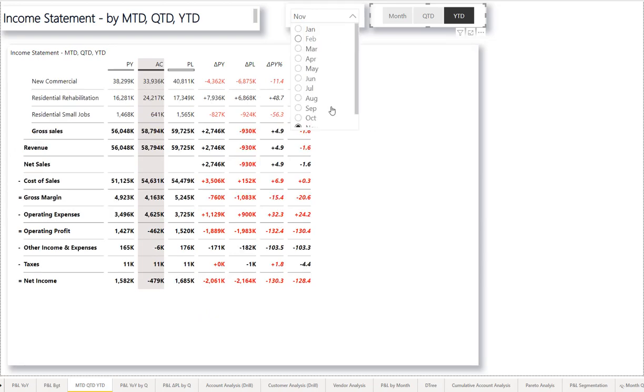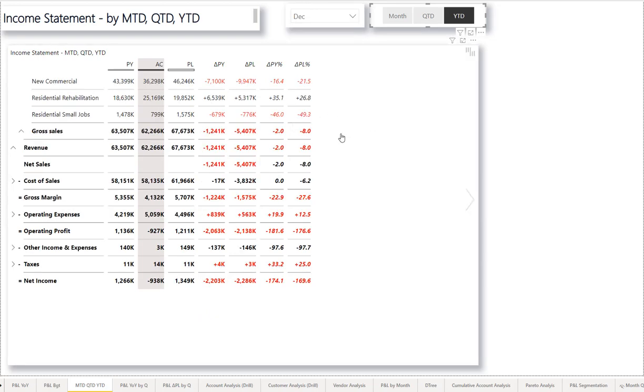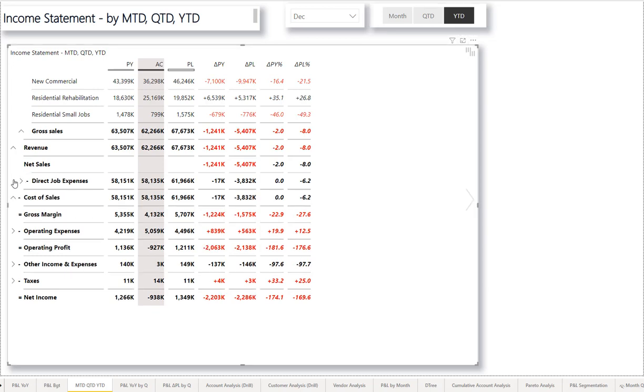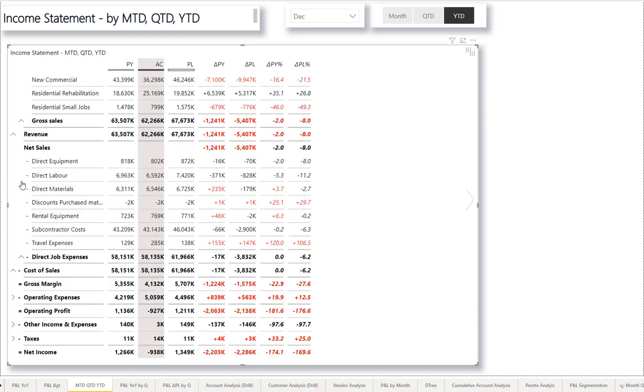Let's reset this. Let's go back to December, year-to-date, and then we can step into any level that we choose. So we've built it out to 3 levels currently. So if we were to say, look, I'm interested in seeing more about cost of sales, and I'd like to look at direct job expenses, then we can step into it. And now we're seeing the next level down, actual versus prior year, actual versus plan, and the respective deltas. And again, we can select the month under review, look at it for the month, the quarter-to-date position, and indeed the year-to-date position.